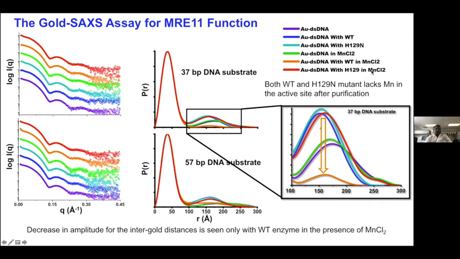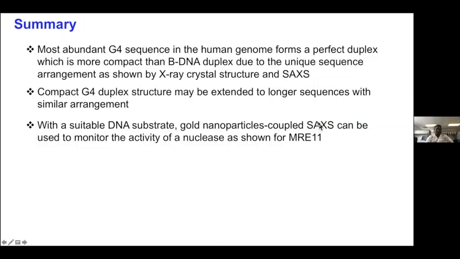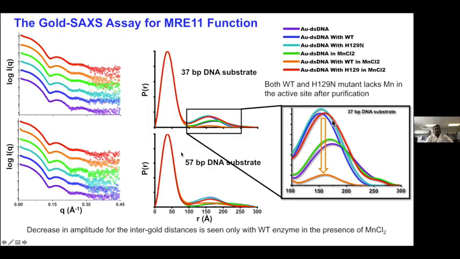So in the three cases where you have just the enzyme, either wild type or nuclease-dead mutant, or the nuclease-dead mutant with manganese chloride, you should see the protein binding to the DNA change the intra-gold distance. So you should see it as a change in the PDDF. But when you have the wild type with manganese chloride, you actually see the reaction, and you start seeing the decrease in the amplitude of the PDDF for the inter-gold distance. When you don't have any enzyme, you just see the distribution for the free substrate.